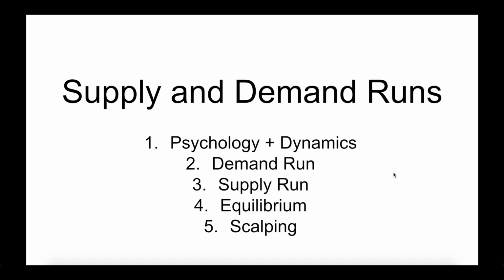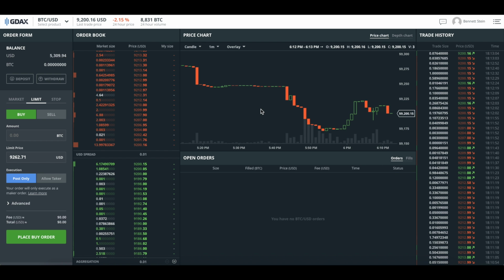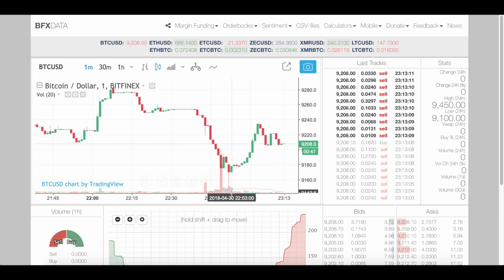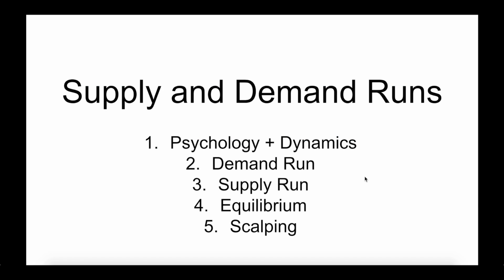Second thing is, as you can see, I'm not using webcam here because we are going to be looking at the order book, and I found that the webcam kind of got in the way of the order book sometimes. This is the Bitfinex order book, and this is the GDAX order book, the two biggest exchanges for Bitcoin.